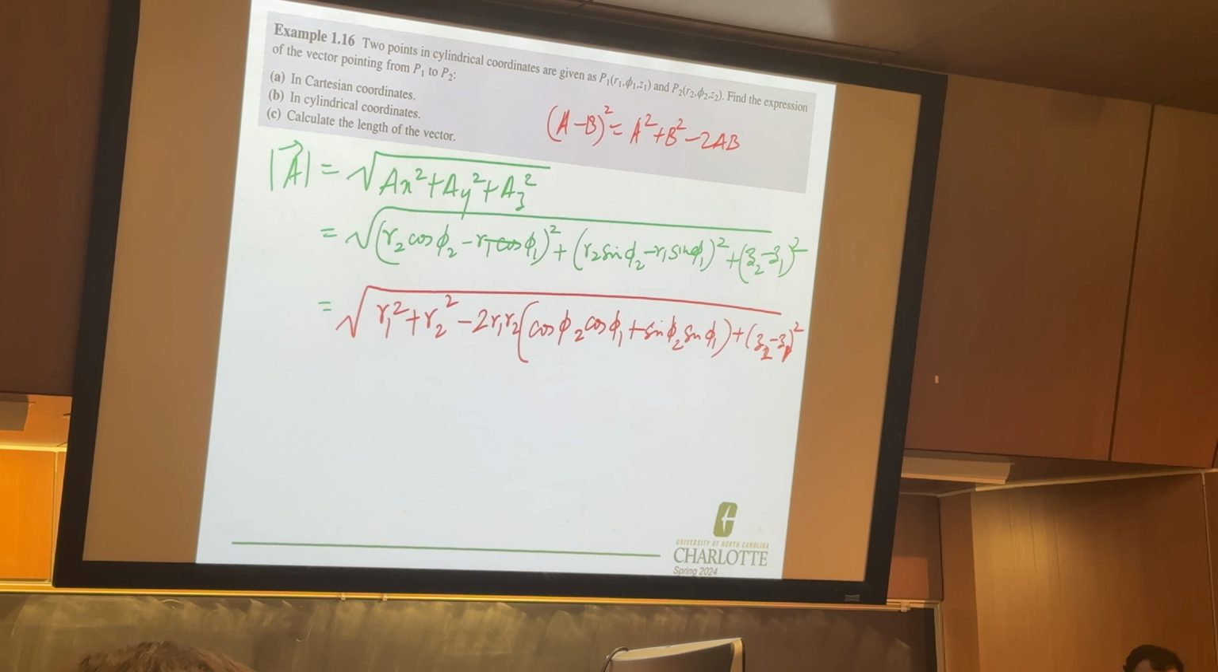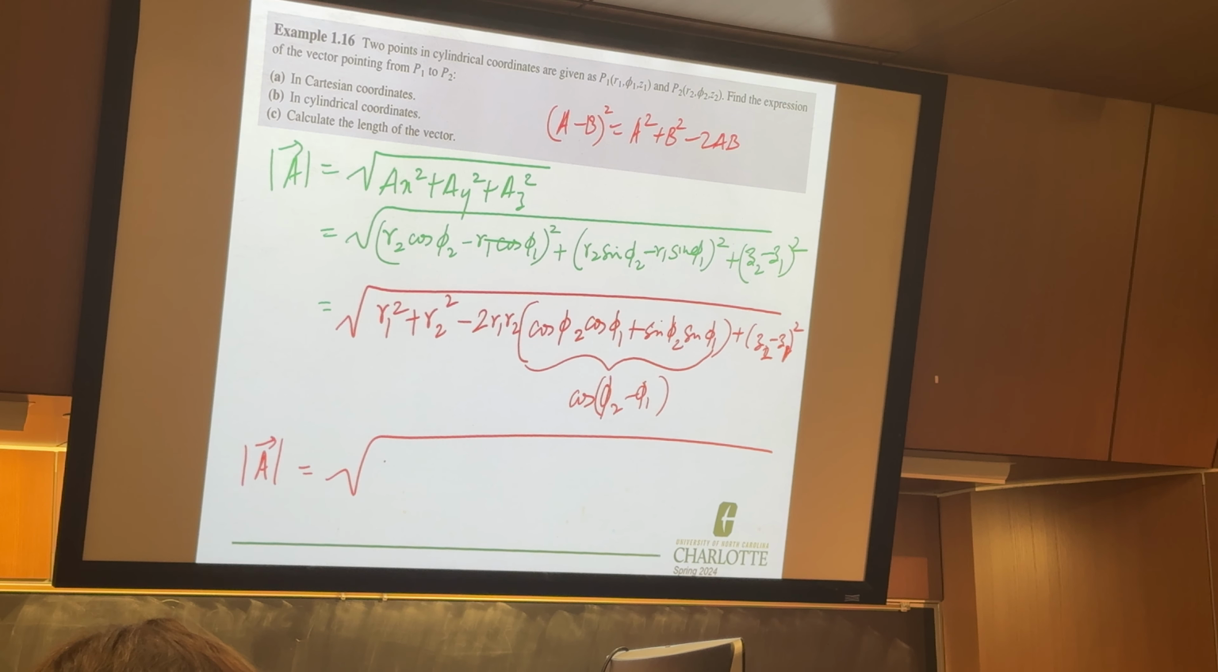Then another layer of simplification is possible, because if you refer to the trigonometric identities, you will see that this term is cosine (phi2 minus phi1). Okay, so the length of this vector is square root of r1 squared plus r2 squared minus 2 times r1 r2 cosine (phi2 minus phi1), and then you have the (z2 minus z1) squared component. Okay?